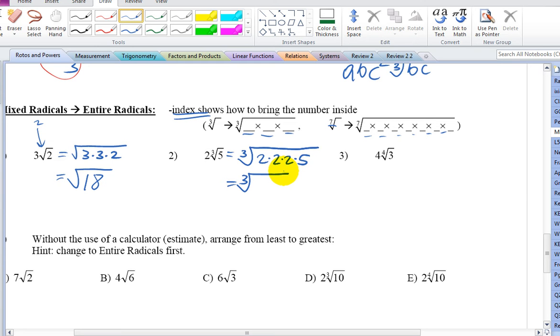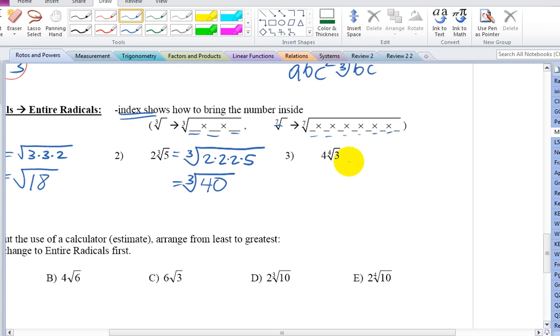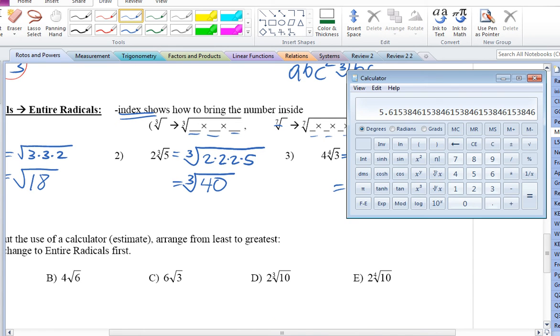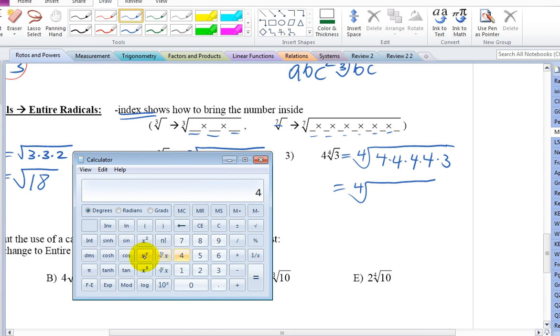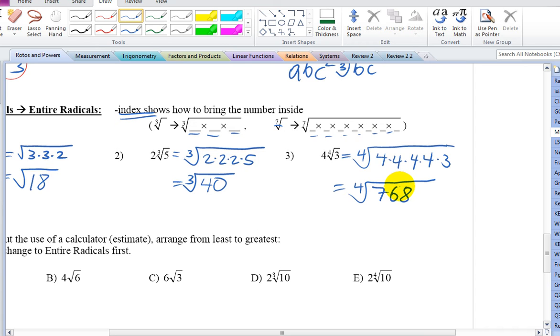Sarah, what would you say? Cube root, what's 2 times 2 times 2 times 5? 40? 8 times 5? Okay. Number 3. Okay, complete number 3. Go ahead. Use a calculator if you need to. It's going to be a larger one. Fourth root of 768. Hands up if you got that. Awesome. Good, good, good. Okay.